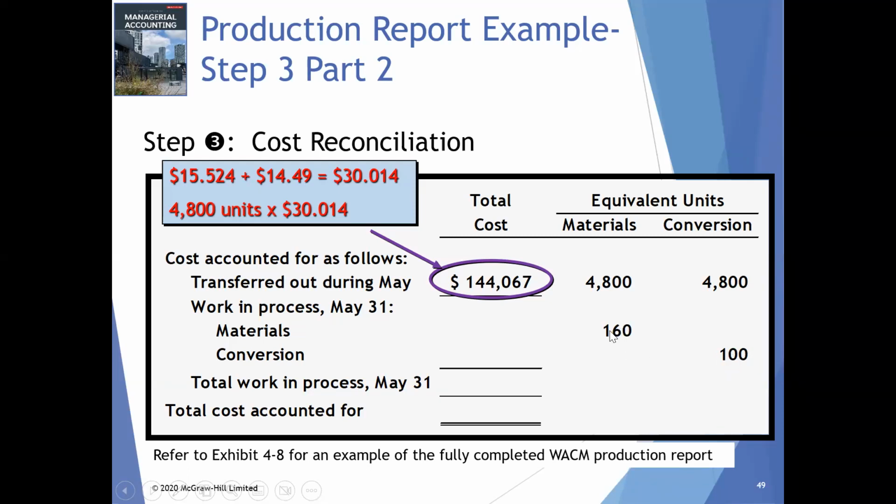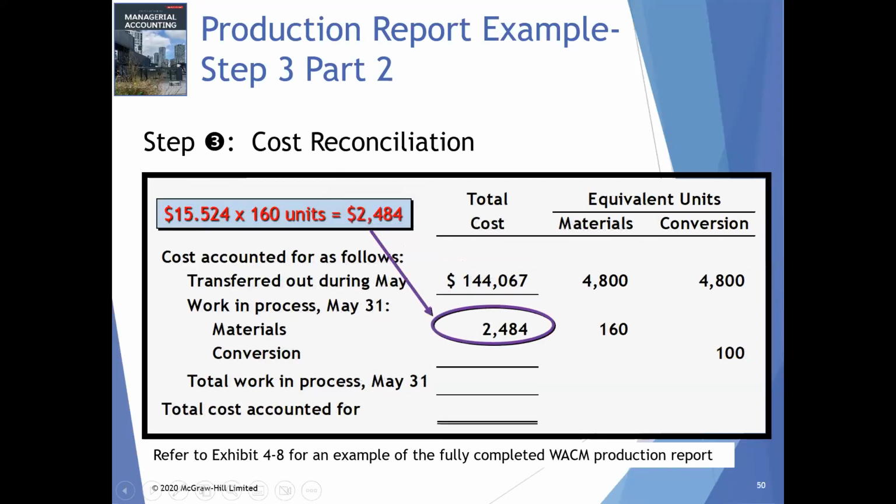We know 160 units are there, but what will be the cost for this? We have already calculated it for the material as well as for the conversion, and we will implement it here. Let's say the first one is material. So 160 units of the material that we have put are in process. This is the amount, 15.524, which is already calculated. So this is the cost we have here.